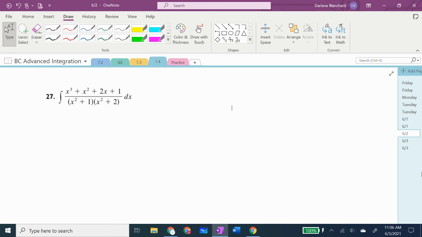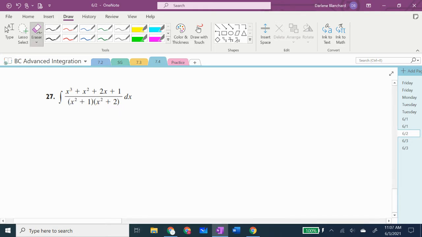And finally, homework problem number 27 from section 7.4. We have in our numerator a degree 3 polynomial. In the denominator, altogether it is a degree 4 polynomial. So we are ready for fraction decomposition.